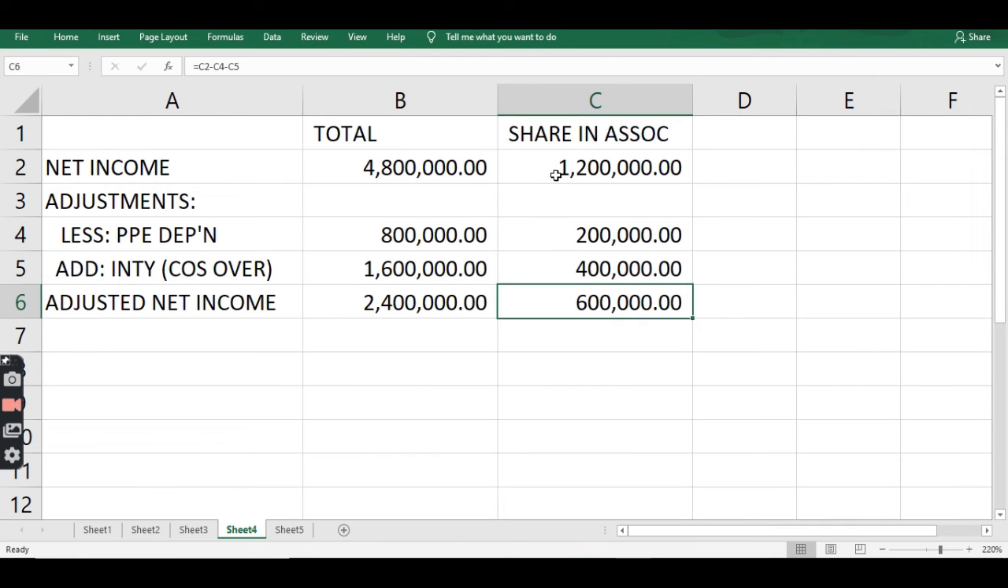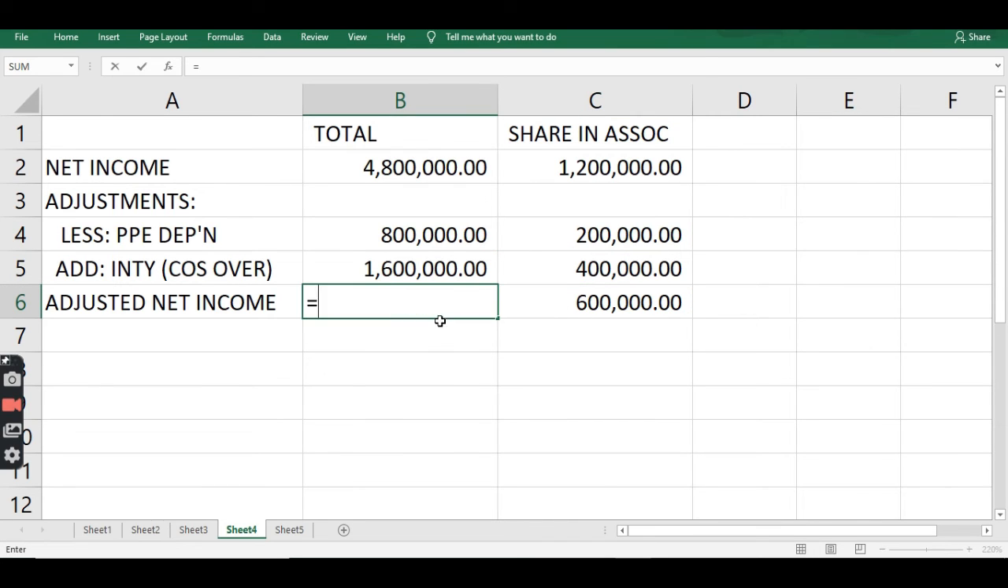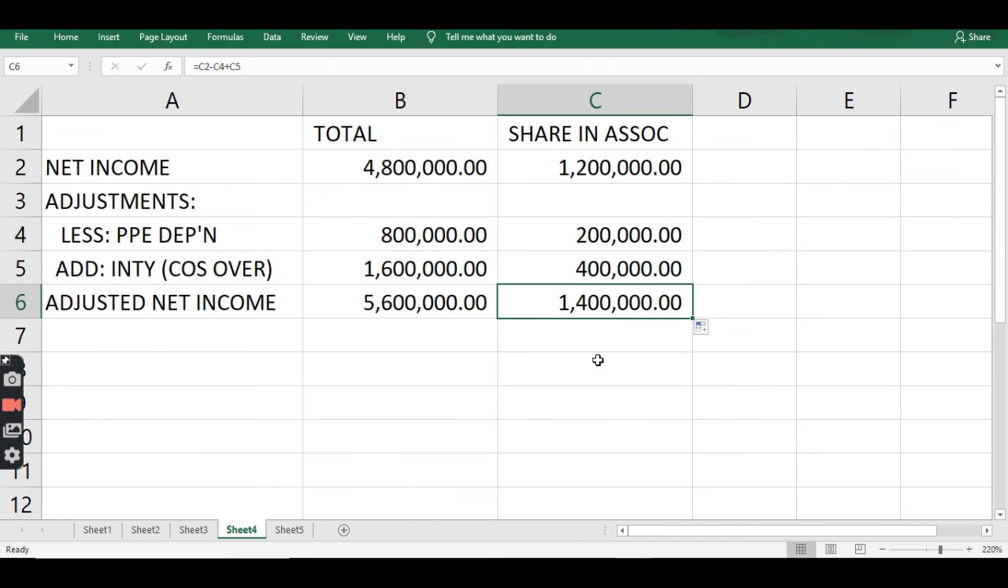Okay. Ba't hindi lumalabas yung sagot? Wait lang ah. Magkano yung na-recognize natin dito? Ito yung sa atin. So that's going to be, mali yung formula. Okay. So that's going to be ito, minus ito, plus ito. Yan, sorry. Mali yung formula. Yan. Okay. So lalabas ngayon yung 1,400,000 natin.